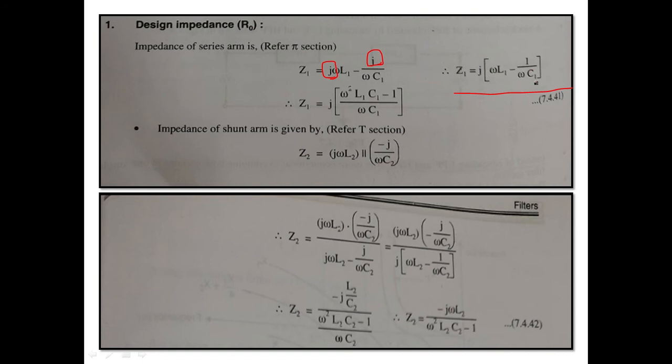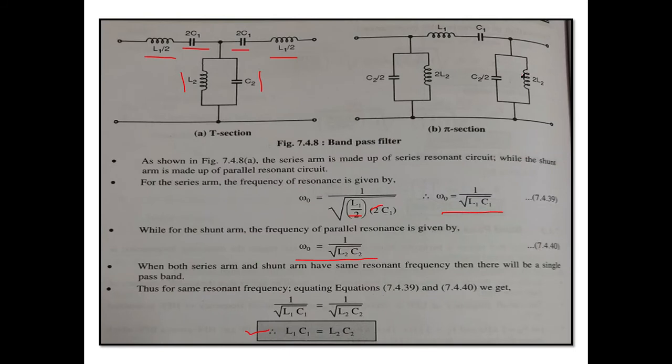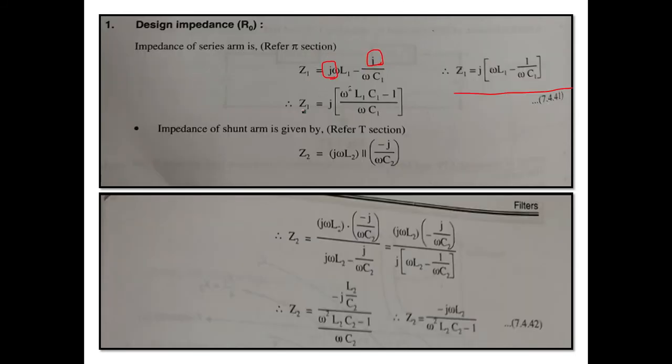What we do here: Z1 is equal to j, then take the cross multiplication to simplify the equation. Z1 is equal to j times (omega square L1 C1 minus 1) upon omega C1. That's why Z1 is equal to j (omega square L1 C1 minus 1) upon omega C1.